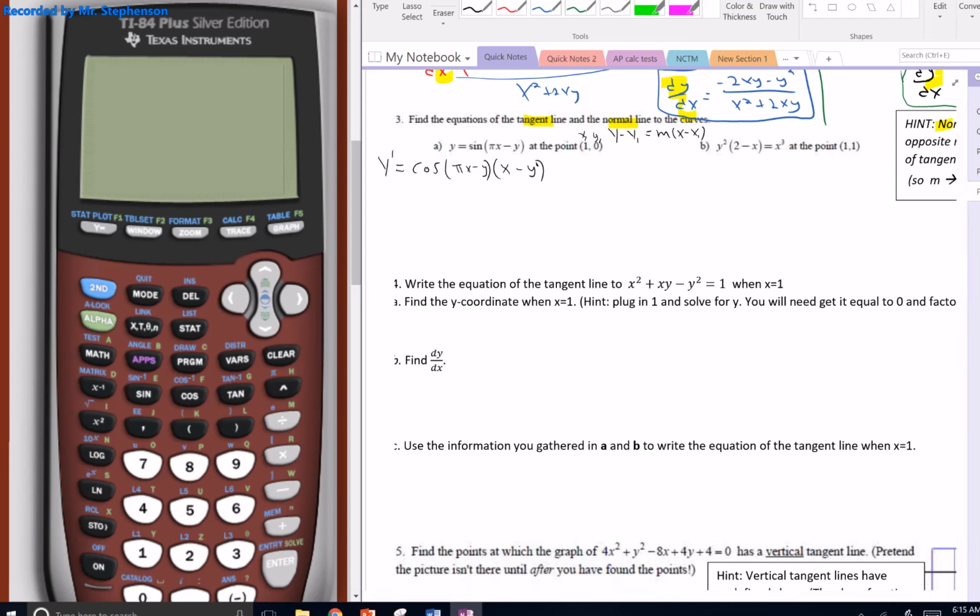All right, just like before, our goal is to get all the y primes, all the dy/dx's are the y primes, right? And notice how I'm using a different notation now. We need to get all of them on the same side. So let's distribute this whole thing into that set of parentheses. And this will give us y' = x cos(πx − y) − y cos(πx − y).